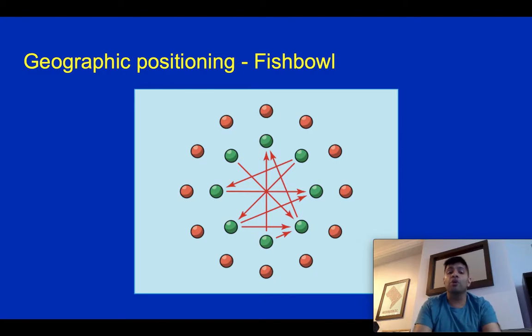This is the fishbowl, where you have a small inner circle that is discussing back and forth whatever topic you've given them, with an outer circle that observes, and then they can switch, and that allows for an exchange of ideas.